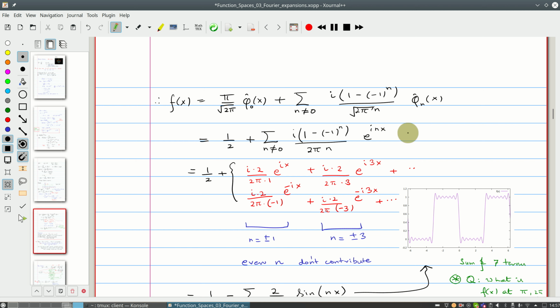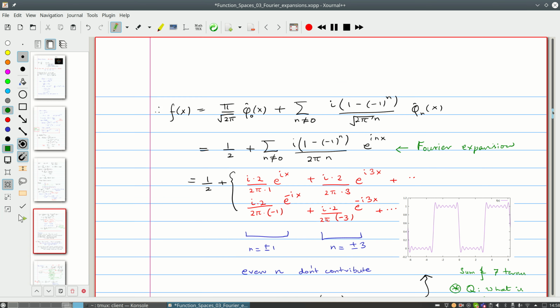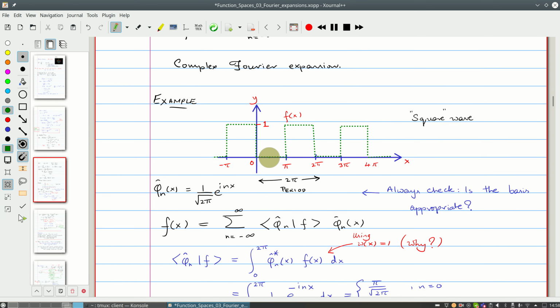So in a way you could stop over here. But you could also realize that this is a real function. So let's have a look at it again. It's either 0 or 1. I mean, it's a real function.